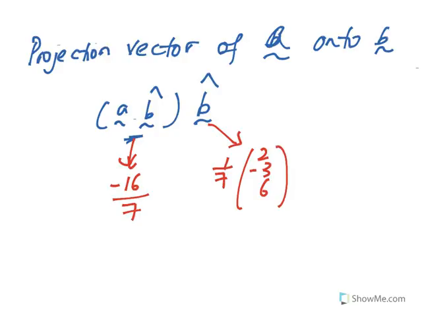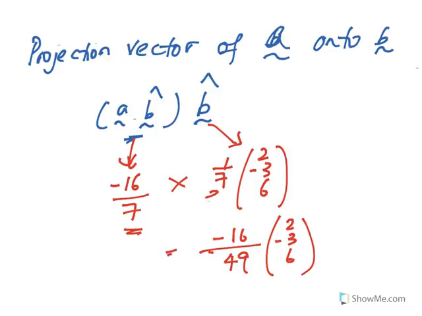Okay, we are doing nothing but using a formula. So we take this times this, the scalar negative 16, 7 times 7 gives you 49, and the vector itself is 2, negative 3, 6. And that will be your answer. This is the answer for A onto B.